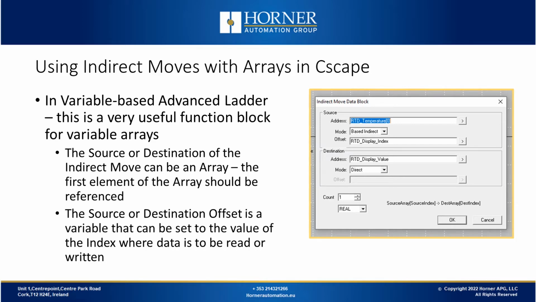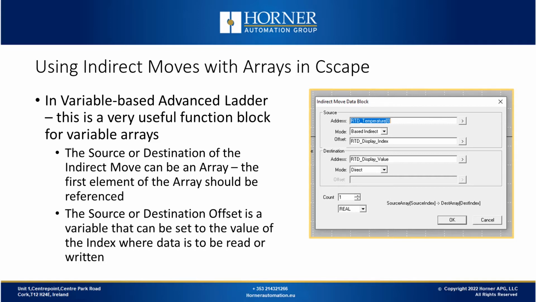Once we configure this function block and say that we're in the indirect mode for the source, the offset field becomes available for us to assign any variable that we choose to be referenced as the offset. In this case, I have a variable called RTD display index. So essentially, the OCS at runtime will read the offset variable RTD display index and say, for example, if it had a value of 5, then it's going to go to RTD temperature index 5 and copy that data over to the fixed variable of RTD display value. So in this case, you have the ability to access the index as a separate variable, which can be convenient.